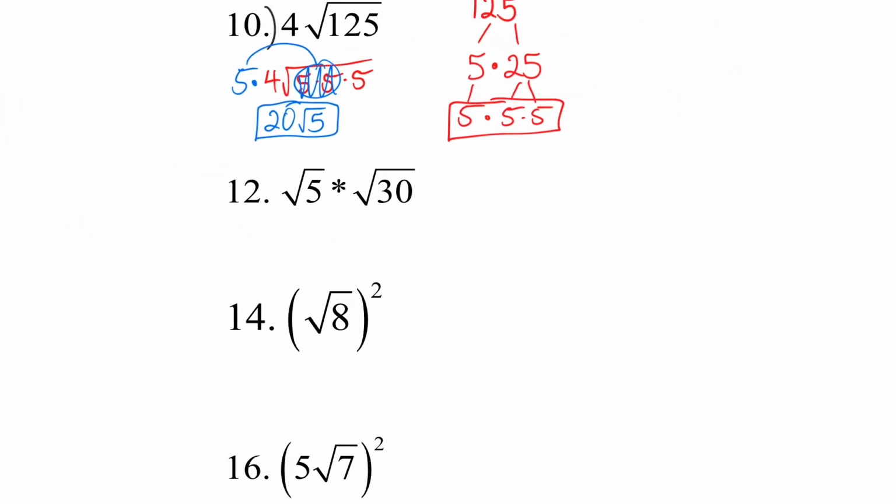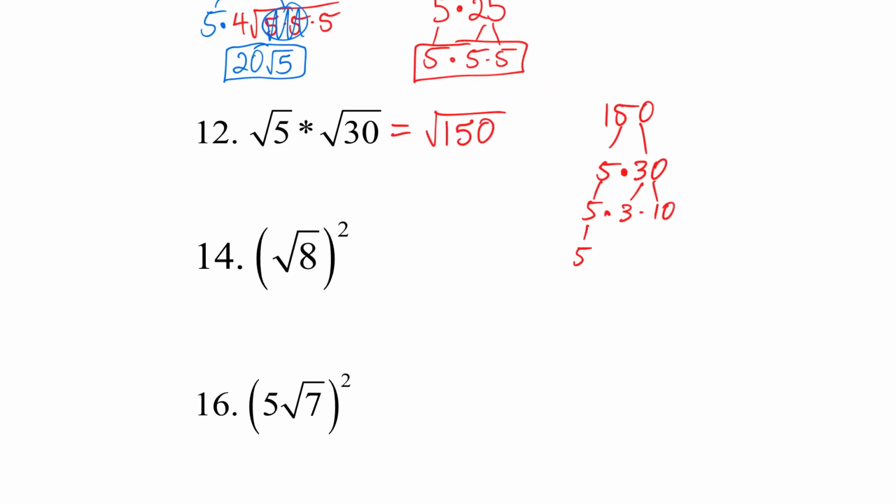Okay, on number 12, what's 5 times 30? It's 150. Okay, so let's break down 150, which obviously it can break down as 5 times 30. So we get 5, 3, and 10. We have 5, 3, 2, and 5. Okay, so we have 2, 3, 5, 5. Just rearranging those from least to greatest.